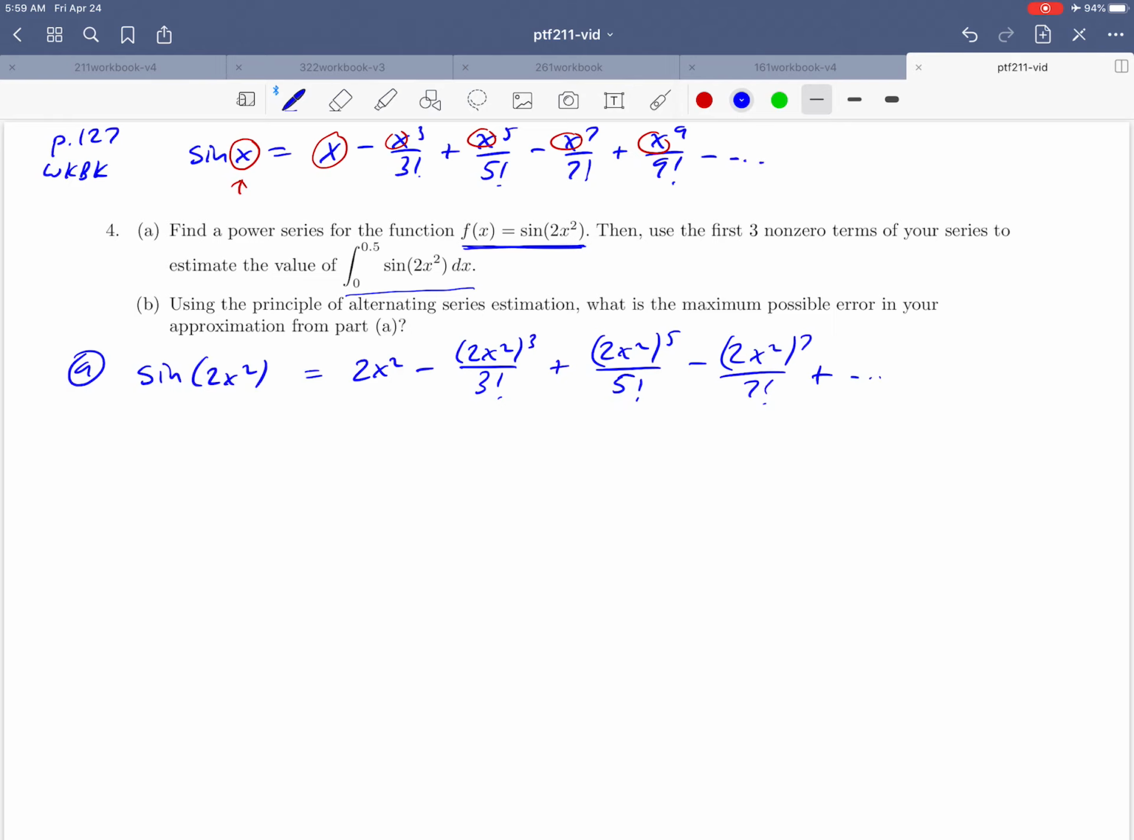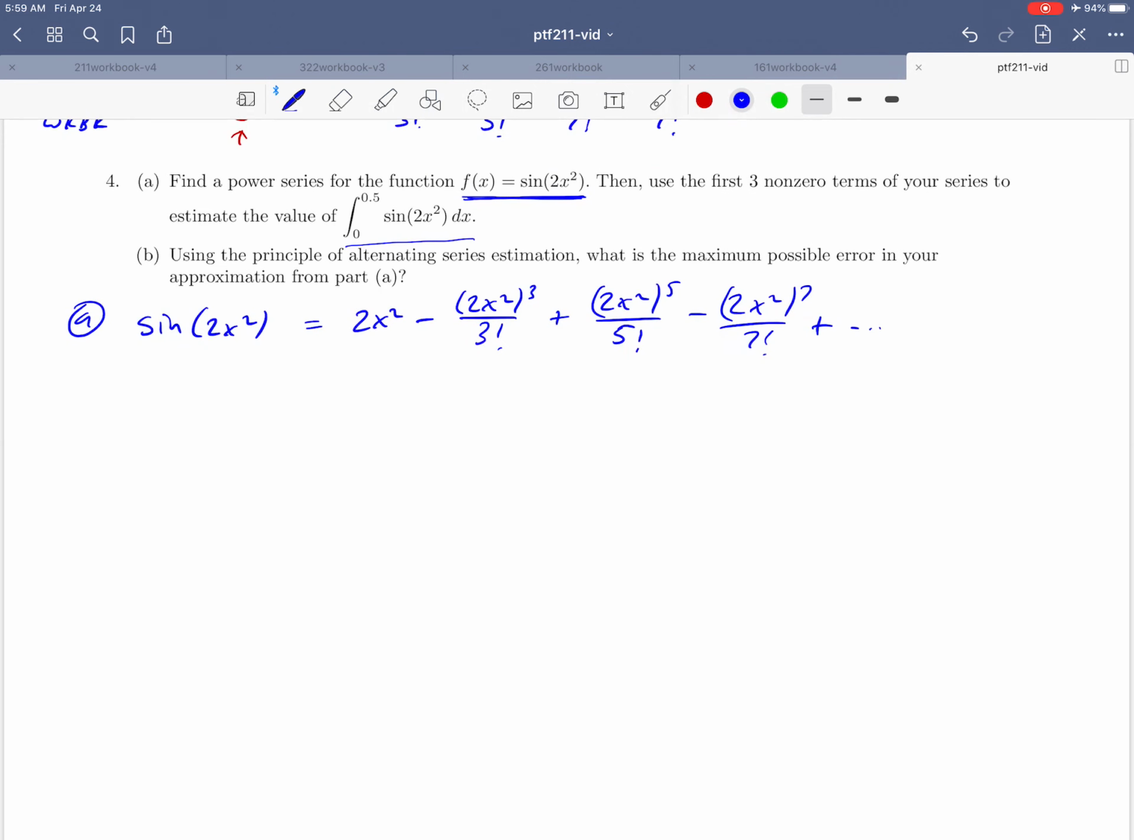Okay, and so on. Let's do a little simplifying there. Okay, so if we rewrite that, 2x squared cubed, we need to cube everything. So if we cube 2, well, I'm just going to write it as 2 cubed. And then x squared cubed is x to the 6th. Okay, and then 2 to the 5th, and x squared to the 5th is going to be x to the 10th. We're just multiplying exponents. Minus 2 to the 7th times x to the 14th over 7 factorial.